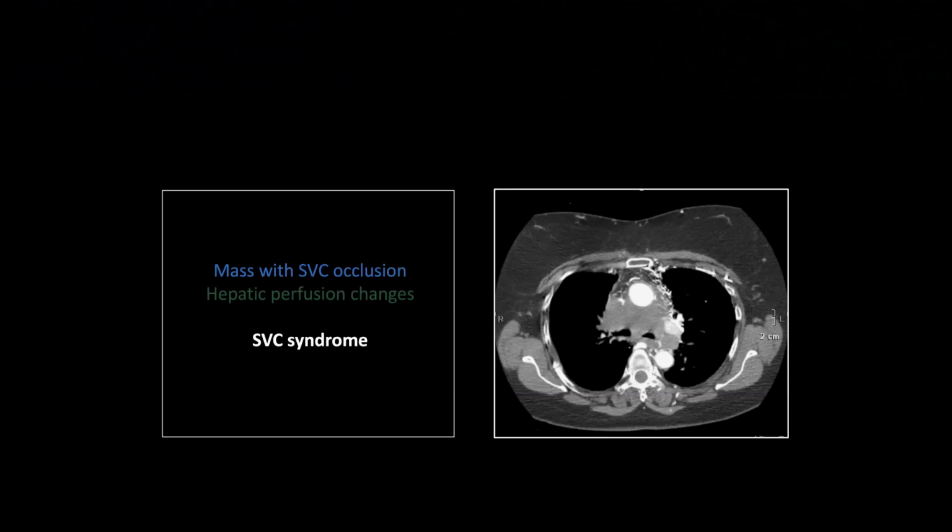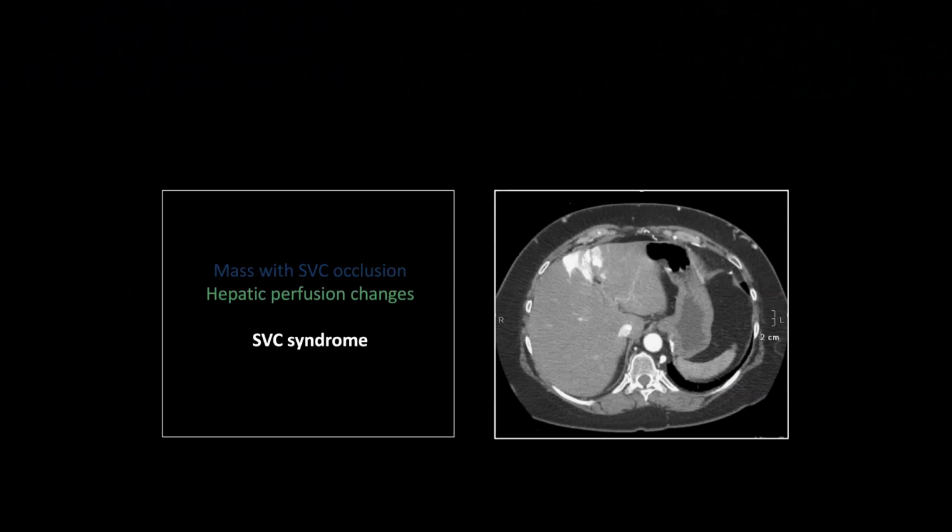So our first case here is one of SVC syndrome. Let's see, there is a great deal of density in the mediastinum, and the SVC narrows down to just a tiny little dot there. But this is the thing that's so striking, is you get these hepatic perfusion changes. This is known as the hot quadrate sign.